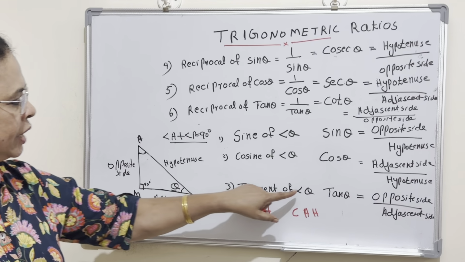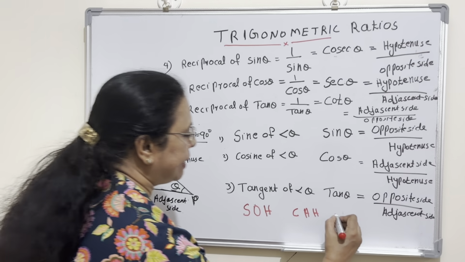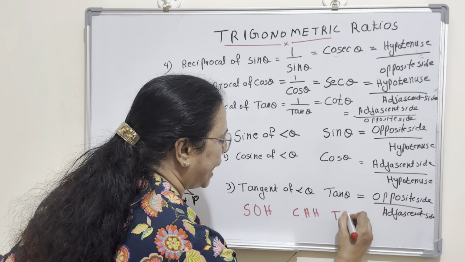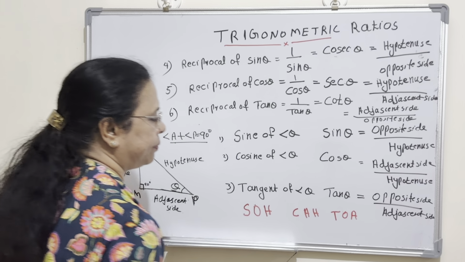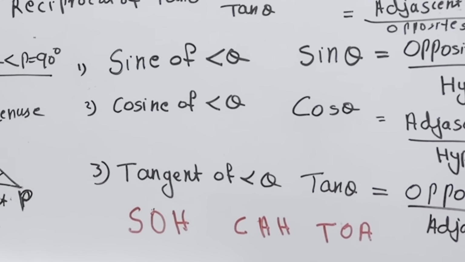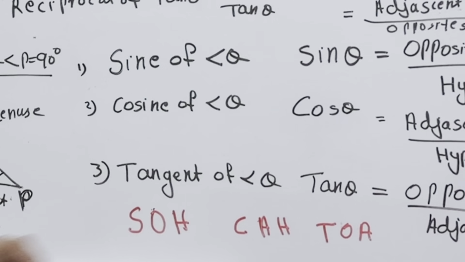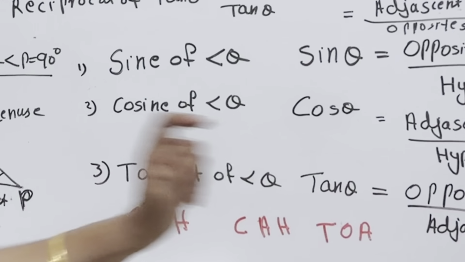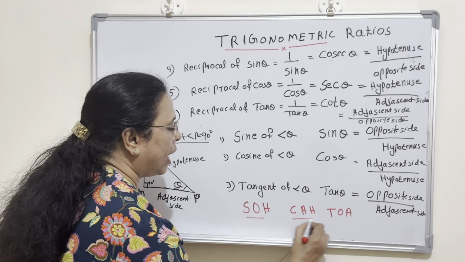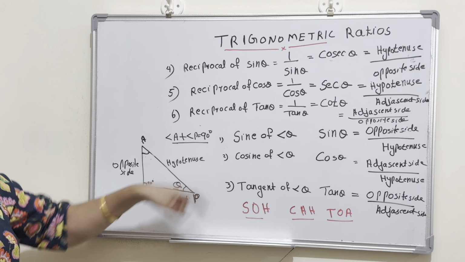Again, tangent of angle theta or tan theta means what? Tan theta means opposite side by adjacent side. So, if you can memorize like this: sin theta means opposite by hypotenuse, cos theta means adjacent side by hypotenuse, tan theta means opposite by adjacent. Like that if you can memorize, the first 3 ratios we will get.